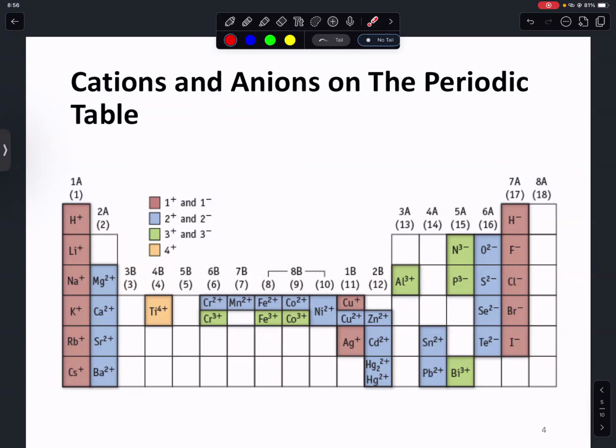And here we have something like aluminum. Aluminum is a metal in group 13. It tends to lose 3 electrons, so 13 or 3A, so 3 electrons.